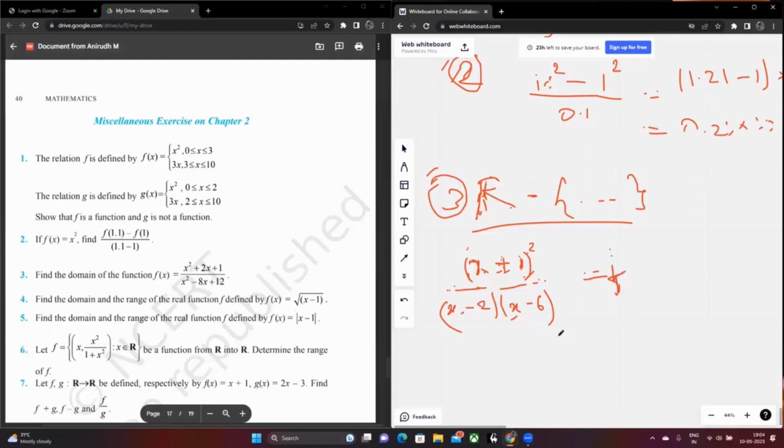Now you can see that for any division, if the denominator is 0, the function does not exist. It's infinity, and infinity does not exist on the real line. So your function's domain cannot hold the points 2 and 6. Right? Your function's domain cannot hold the points 2 and 6.